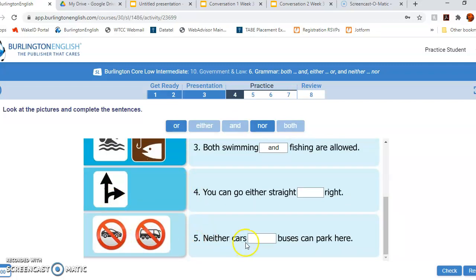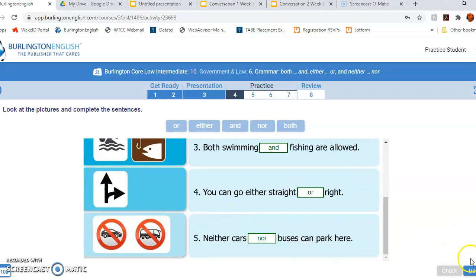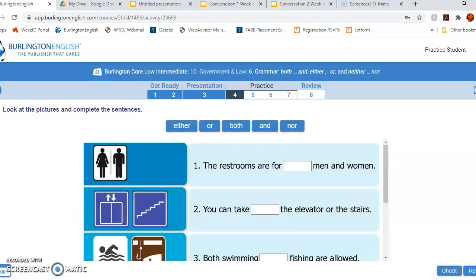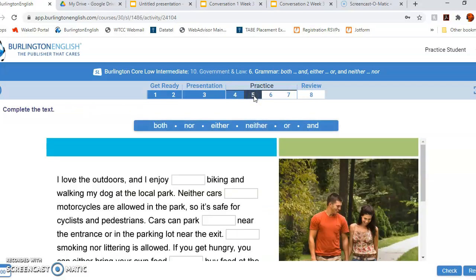All right. And then we'll think about this. So we have this circle with a line through it, and you know that's a negative. That's no. Neither cars nor buses. Whoops. And then we just hover it over there. All right, good. And then if you don't get them correct, just click reset. All right, and then that's going to clear out all of your answers for you to practice it again.